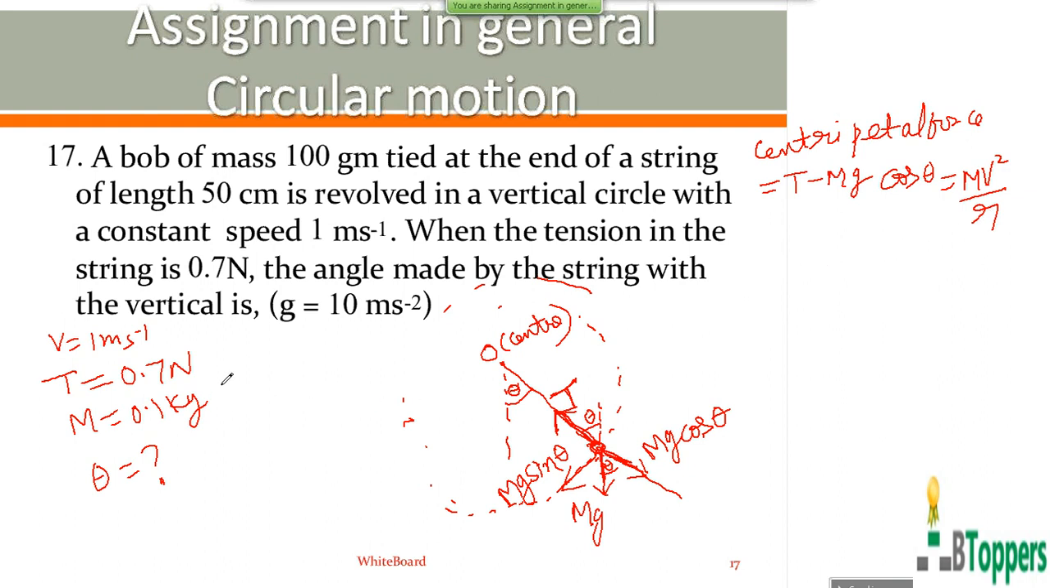To find the value of theta, substitute all the given values here. Magnitude of tension equal to 0.7 Newton. The mass of the bob is 0.1 kg. g is 10 meter per second square.